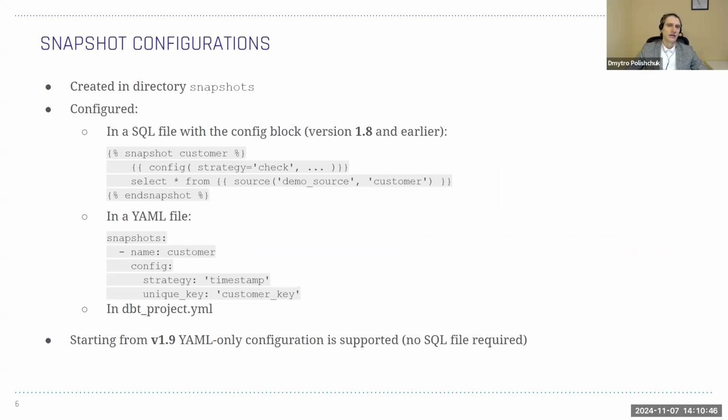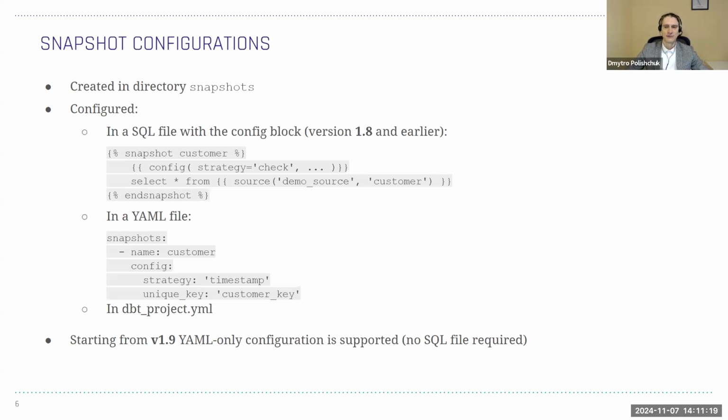Let's have a look at how snapshots can be configured in dbt. All snapshots have to be created in the directory named snapshots, if not configured otherwise. A different folder name can also be set in the dbt project YAML file. In version 1.8 and earlier, snapshots have to be defined in a SQL file within a snapshot block, where you can also use the config block for further configurations. You can set all or additional configurations in a YAML file.